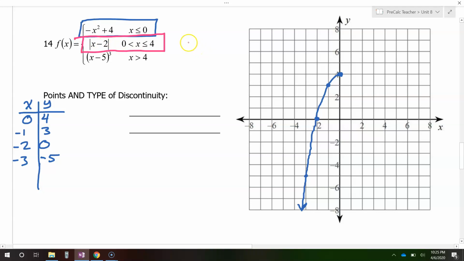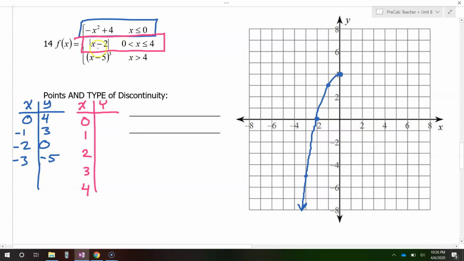This is an absolute value function, so we're expecting it to be some part of a V shape. So just keep that in the back of your mind. This is a V shape. The x values go from 0 to 4. So as I make my chart with my x value and my y value, I'm going to start at 0 and end at 4. So we'll have 0, 1, 2, 3, 4.